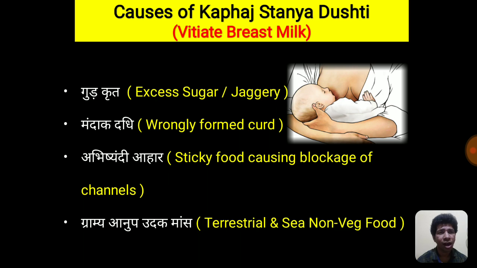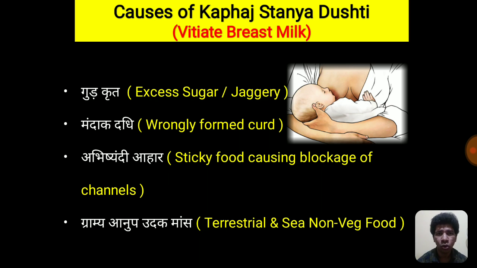These four are among the most common causes of stanya dushti, that is, creating an excess of kapha dhatu in the milk. And this excess of kapha dhatu in the milk, when it goes into the body of a child, again causes agni manda, that is, decrease in biofire and decrease in immunity. So let's see properly what are the etiological factors, done by the mother who is feeding milk to the child, that can cause respiratory illnesses in a child.